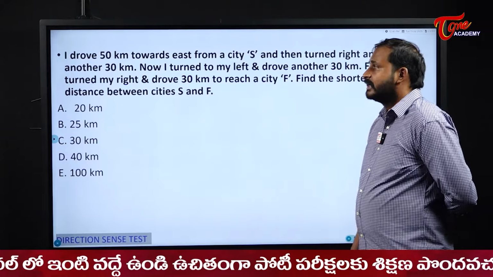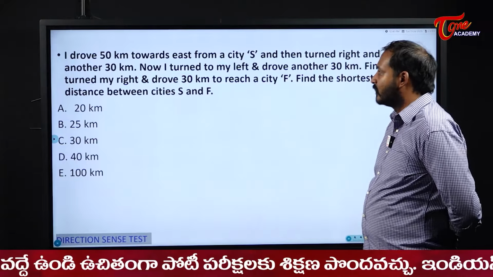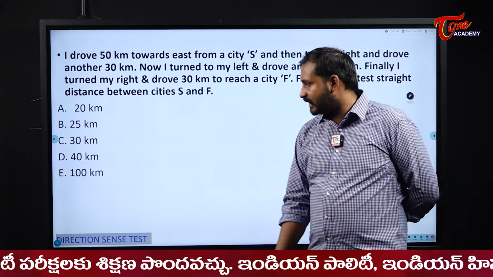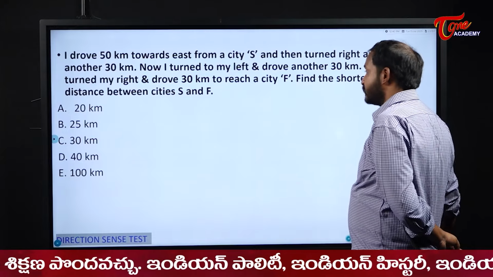Pause the video and solve it. I drove 15 kilometers towards east from a city. Yes. The similar one we already solved, students, earlier also. Please have a look. The same question, repetitive one.